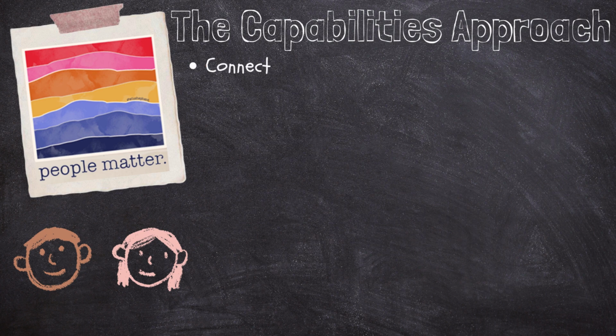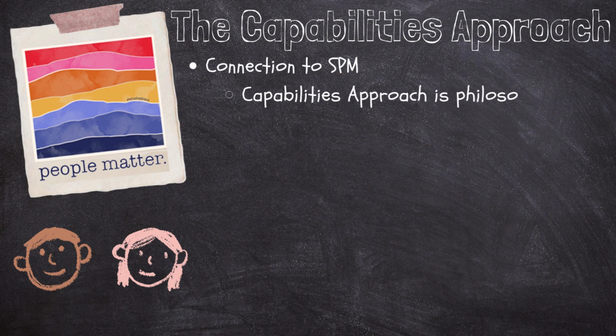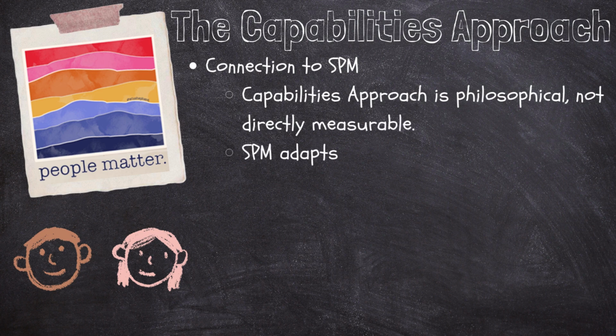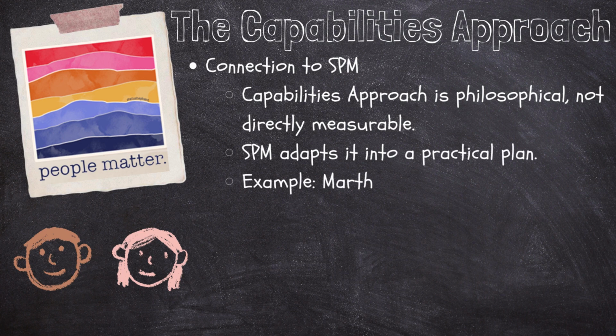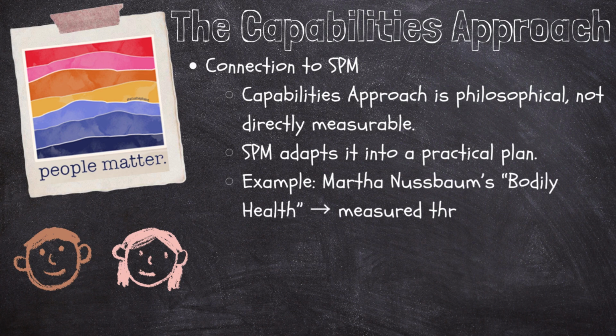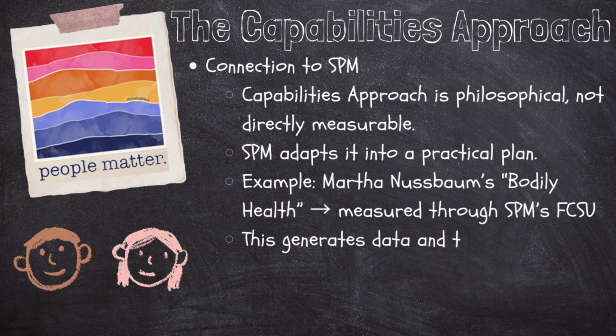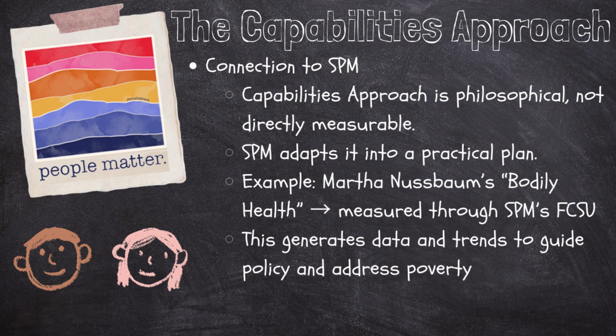Ultimately, while the capabilities approach is heavily philosophy-based and provides more of a picture of what an ideal scale to measure poverty would look like, it is important to note that the modified version of the SPM takes this theoretical framework and applies it to an implementable plan. For instance, one capability on Martha Nussbaum's list is that of bodily health, which includes adequate nourishment and shelter. This can be quantified through the SPM's focus on access to FCSU. Using this as a proxy, the plan can generate accurate data and measurable trends, which in turn can inform new policies and address poverty at its root while still maintaining the dignity of all.